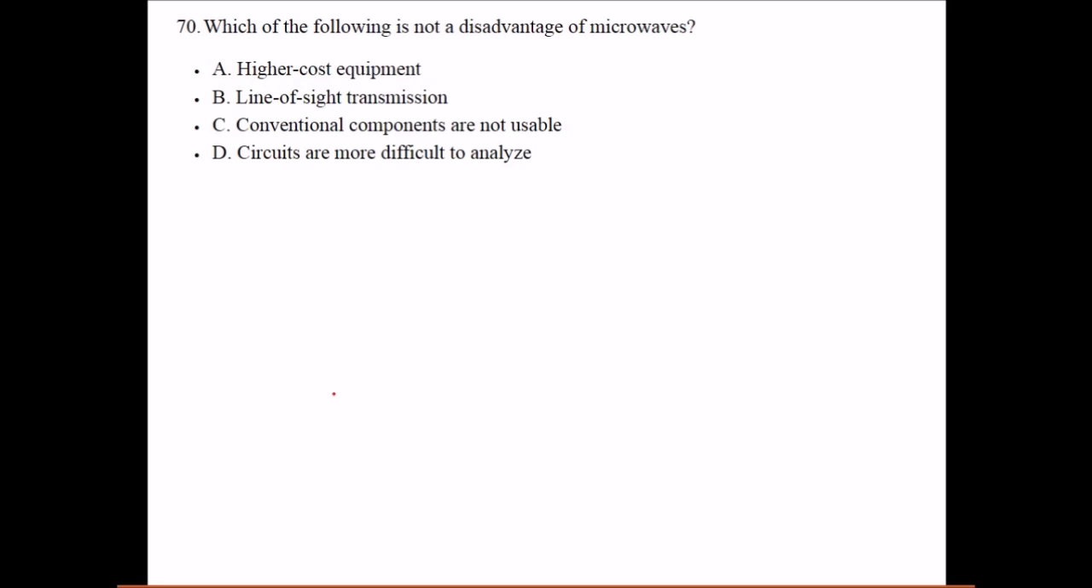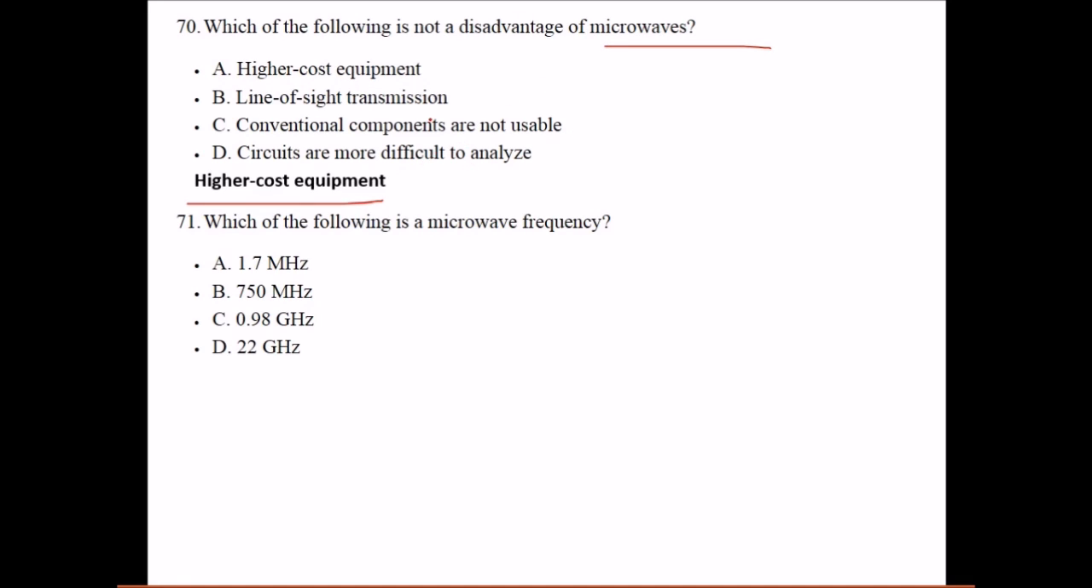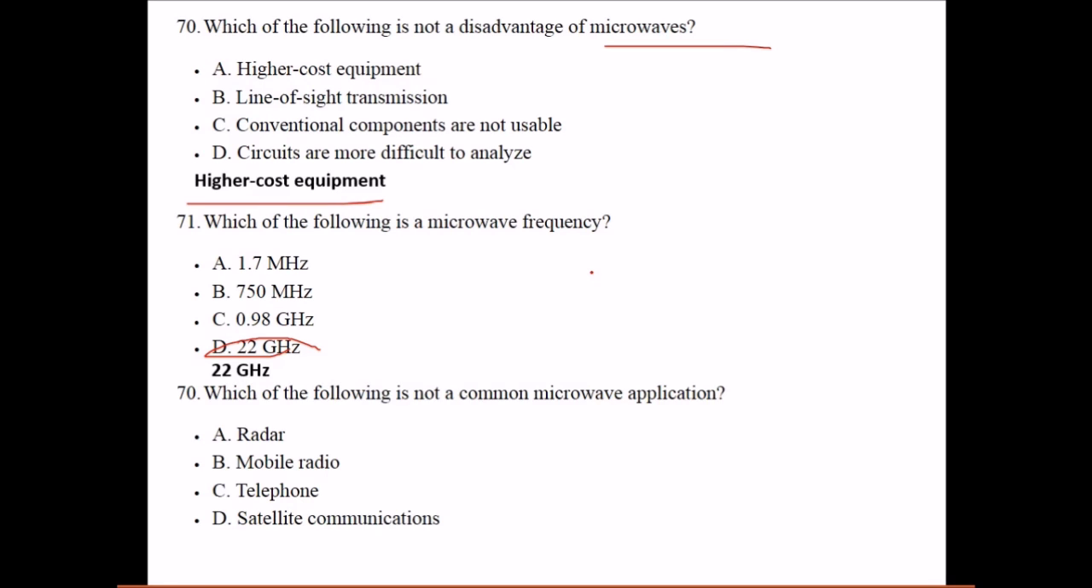Which of the following is not a disadvantage of microwave? Which of these is not a disadvantage? High cost equipment, because once it has been purchased, then you can have a very good communication out of it. Which of the following is a microwave frequency? This is 22 gigahertz. As I just suggested, 1 to 100 gigahertz microwave frequencies are there. So 22 gigahertz is in between them.